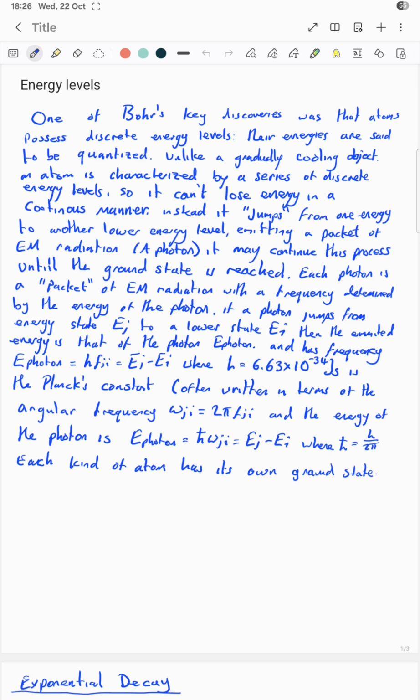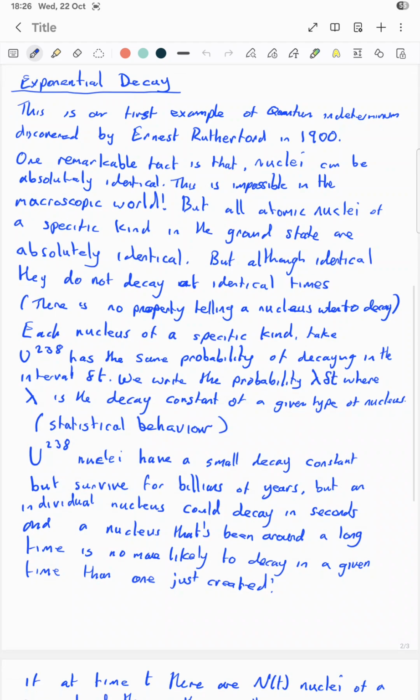If an atom jumps from energy state EJ to a lower energy state EI, then the emitted energy is that of the photon, E photon, and has a frequency given by E photon equals h multiplied by f_JI, which is EJ minus EI, where h is Planck's constant, often written in terms of the angular frequency, which is 2 pi f. The energy of the photon is E photon equals h bar omega_JI, where h bar equals h over 2 pi. And each kind of atom has its own ground state.